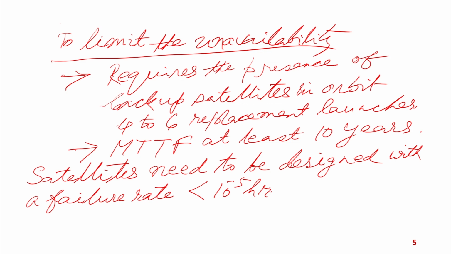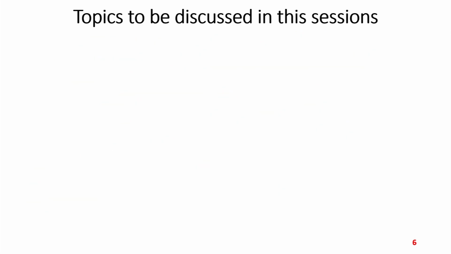If you convert it into FIT, it will be 10 to the power 4 FIT. So, 1 FIT is equal to 1 failure per billion hours, so it is 10 to the power 9 hours. So, you can convert 10 to the minus 5 per hour equal to 10 to the power 4 FIT. This was whatever we discussed in the last session. Now, today's session will start with the system reliability.